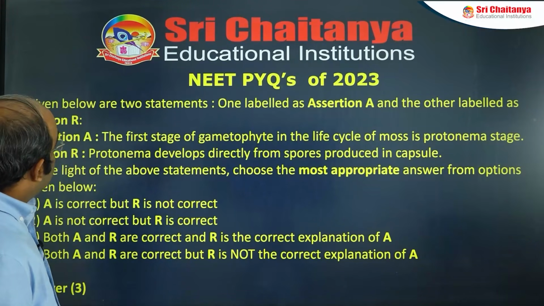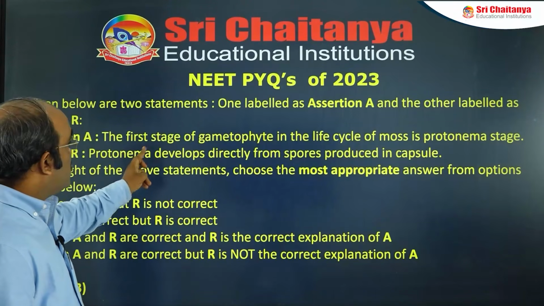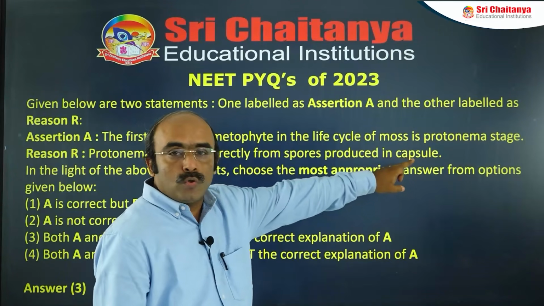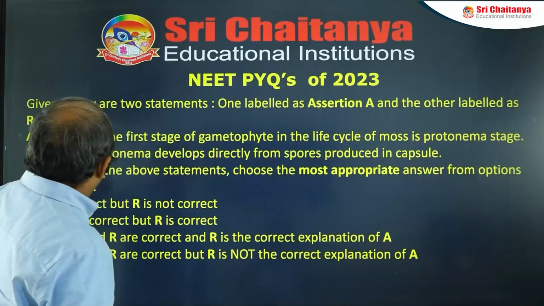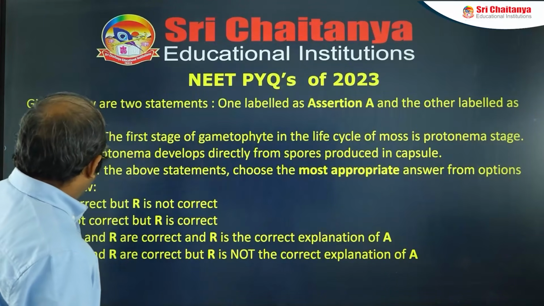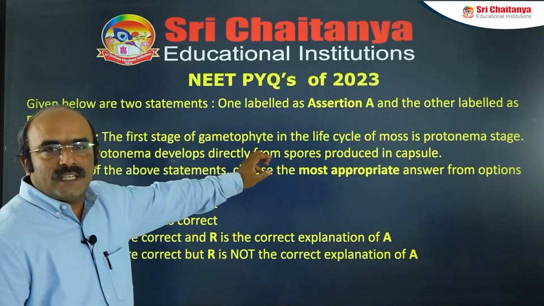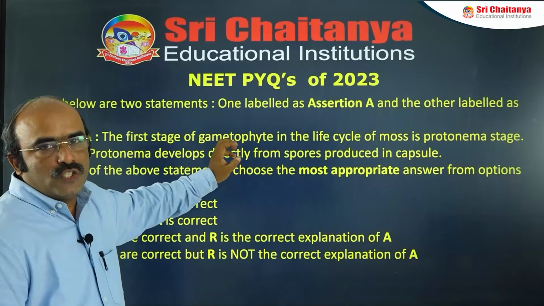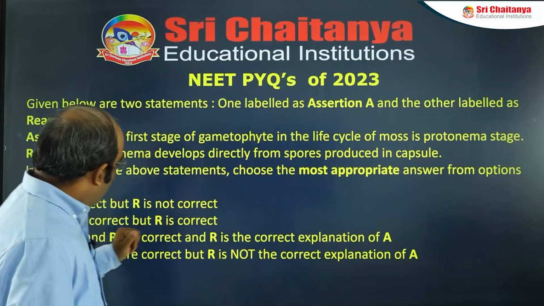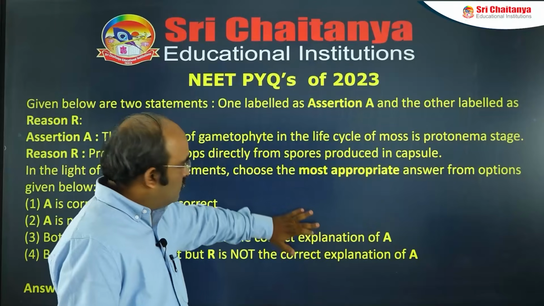Now, this is also an assertion reason question. You can just observe. The assertion is the first stage of gametophyte in the life cycle of a moss is the protonema stage. And what's the reason? Protonema develops directly from spores produced in the capsule. So, what do you choose as an option for this? Exactly, the first stage is nothing but the filamentous stage called the juvenile stage, which is the protonema, and it develops from the spore germination. So, here we have to choose the option: A and R are correct, and R correctly explains A.